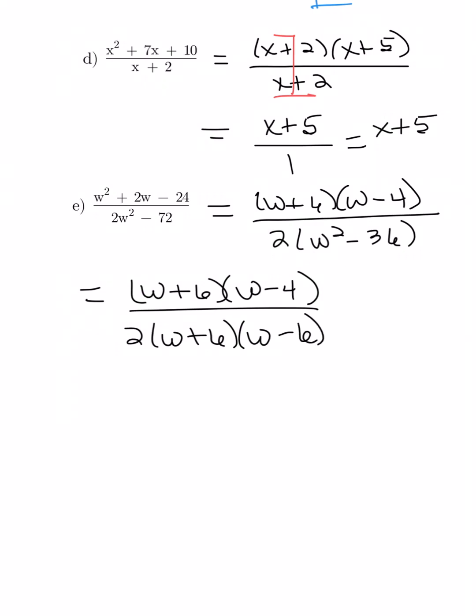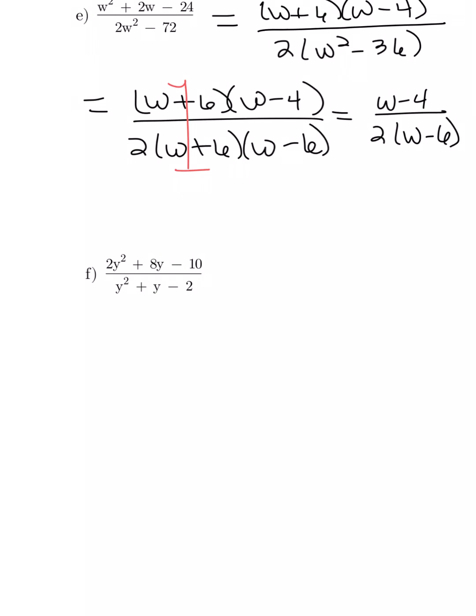Now we have a matching quantity of w plus 6 over itself. That's a 1. We're going to take it out. And then we would be left with the quantity of w minus 4 over 2 times the quantity w minus 6.